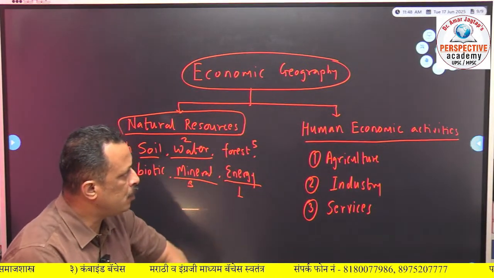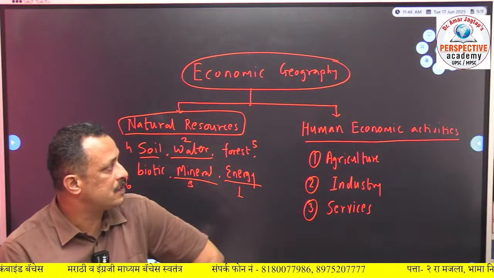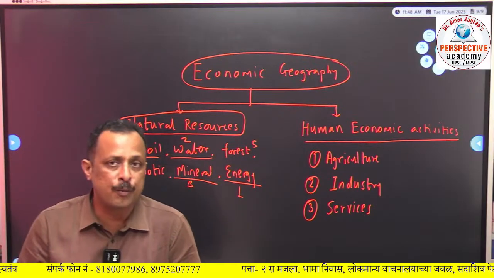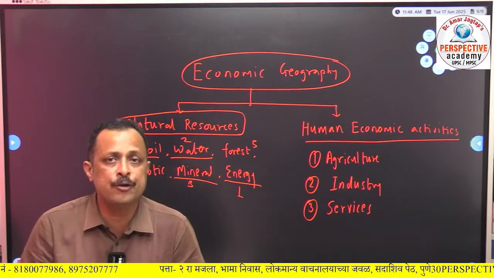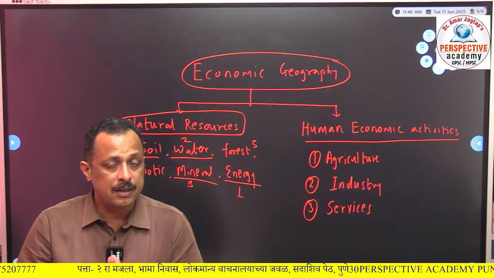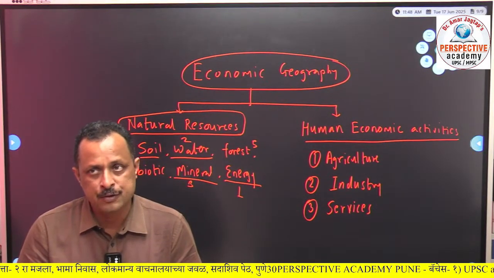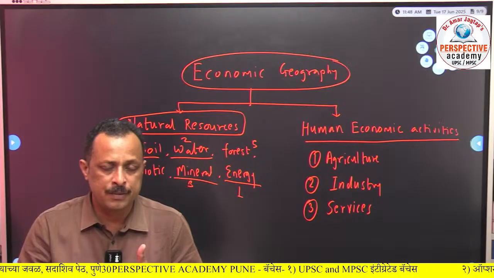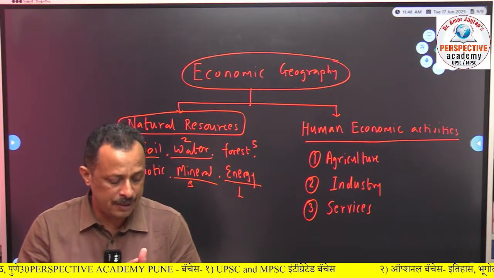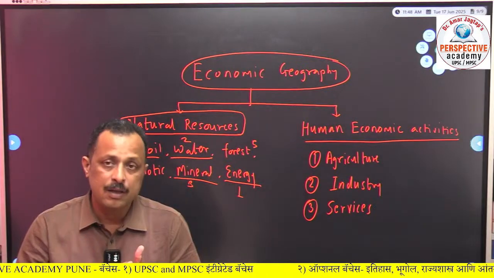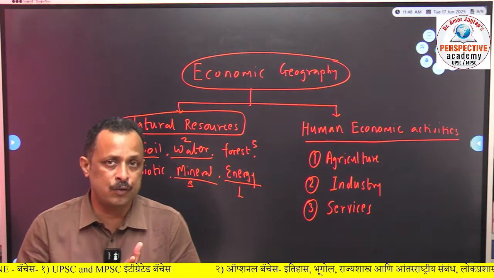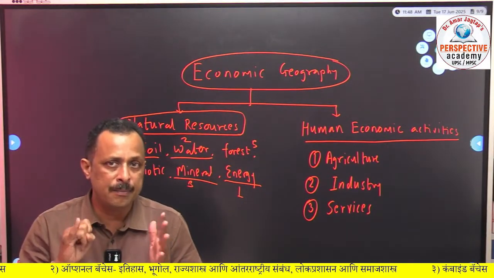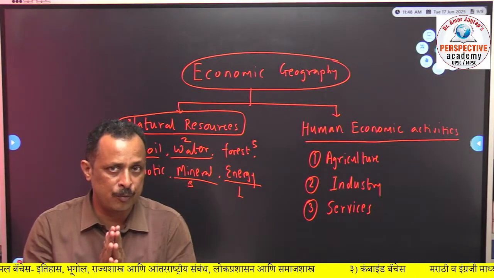The second part of economic geography is the human economic activities. In human economic activity, we are going to study the meaning of human economic activities, evolution of human economic activities, and then types of human economic activities. If you check the types, we have primary economic activity, secondary economic activity, tertiary, and from tertiary, quaternary and quinary originate. Primary economic activities will include what? 6 examples: hunting and food gathering, agriculture, animal husbandry, fishing, lumbering, and mining. These 6 are the examples of primary economic activity.